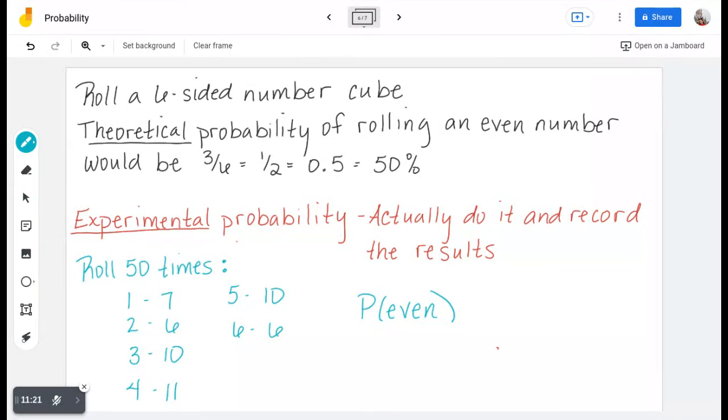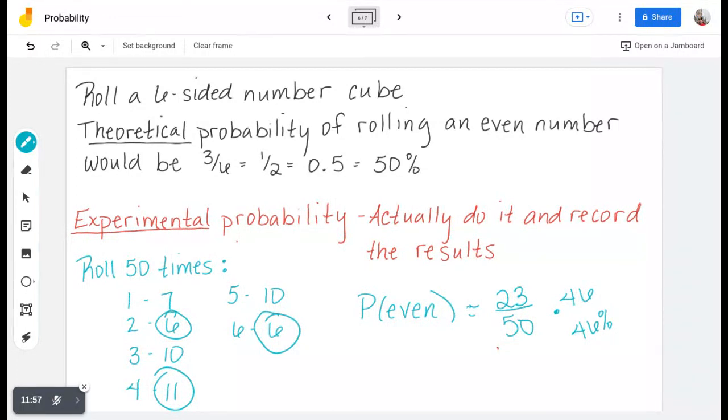So in reality, out of those 50, let's see the evens. 6 and 11 is 17, plus 6 is 23. In reality, 23 out of 50 were my evens. That would be 0.46 if you take top divided by bottom, or 46%. In theory, it should have been 50%. It should have been 25 out of 50. But in reality, it was a little bit less than that.